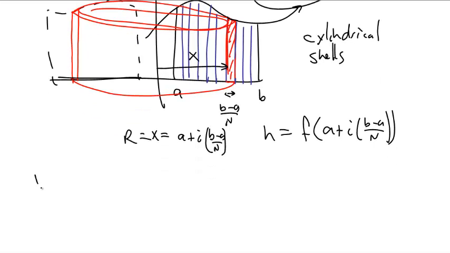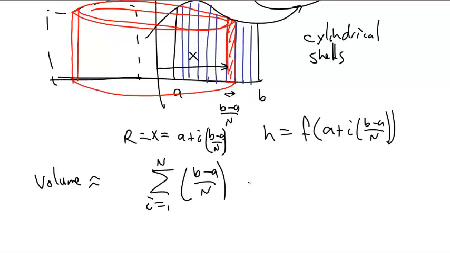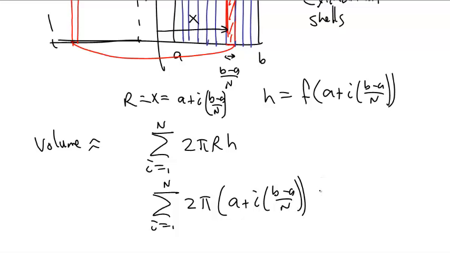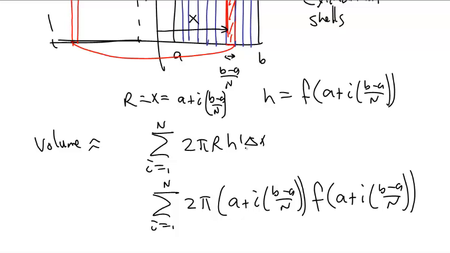If we add up all of them, then our volume is approximately the sum from i equals 1 up to n of b minus a over n times, now wait a second. What I want is pi r squared, no, pi r squared h. No, 2 pi r h. That's right. 2 pi r h is the volume of a cylindrical shell, except that what we have is the sum from i equals 1 up to n of 2 pi times r, which is a plus i times b minus a over n, and h is f of a plus i times b minus a over n, times the delta x. And the delta x is this thickness, b minus a over n.